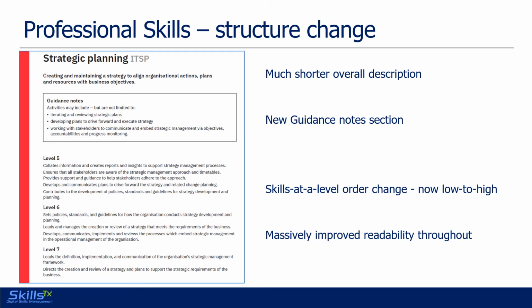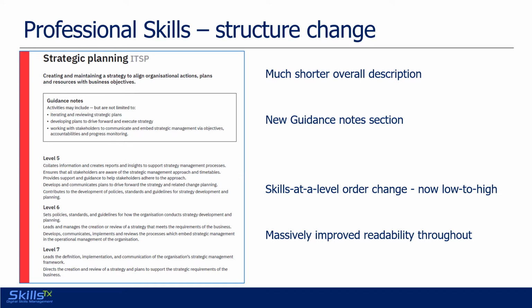So here's an example of one of the skills in SFIA 8. You'll notice the name and the 4-letter code are still the same. Some skills do have a name change, but most of them don't. Most of them are exactly the same. And in terms of structure, it's still the same: the name and the short code, then we have that much shorter overall description, as you can see in this example here for strategic planning, and then a guidance notes section.